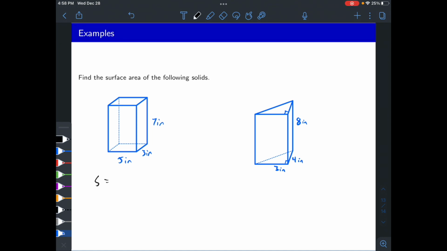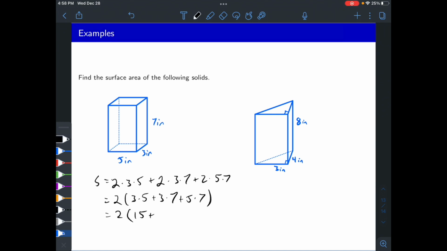So here our surface area is going to be, well, we're going to have two faces with area 3 times 5. We're going to have two faces with area 3 times 7, and two faces with area 5 times 7. Just making sure that I have all the pairs: 3 times 5, 3 times 7, 5 times 7. To make my computation easier, I could factor out a 2 from all of these. You don't have to. You could just multiply everything out. You could be flexible with this. I'm going to multiply everything out just so I can get a final answer here. So 15 plus 21 is 36. 36 plus 35 is 71, and then 2 times 71 is 142.